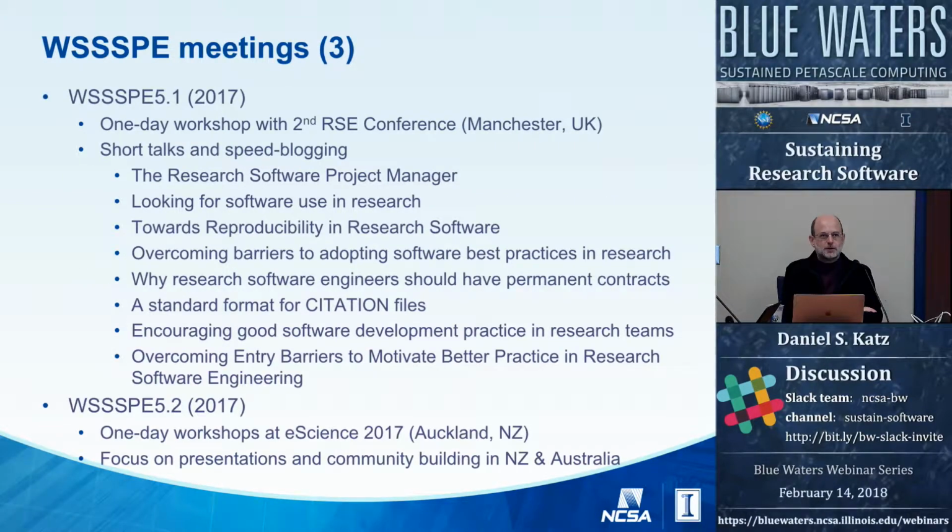So after WSSPE 4, last year we had two meetings. We had WSSPE 5.1 and WSSPE 5.2. And I guess I should say that this numbering scheme might be a little unclear, so I'll just say briefly, the intent of the numbering scheme is that a major number, WSSPE 1 through WSSPE 4, is a major meeting, and a minor number is a smaller meeting, a one-day meeting. And so there was no WSSPE 5 because we didn't really have a large get-together in 2017. I think we will in 2018, which I'll talk about in a minute.